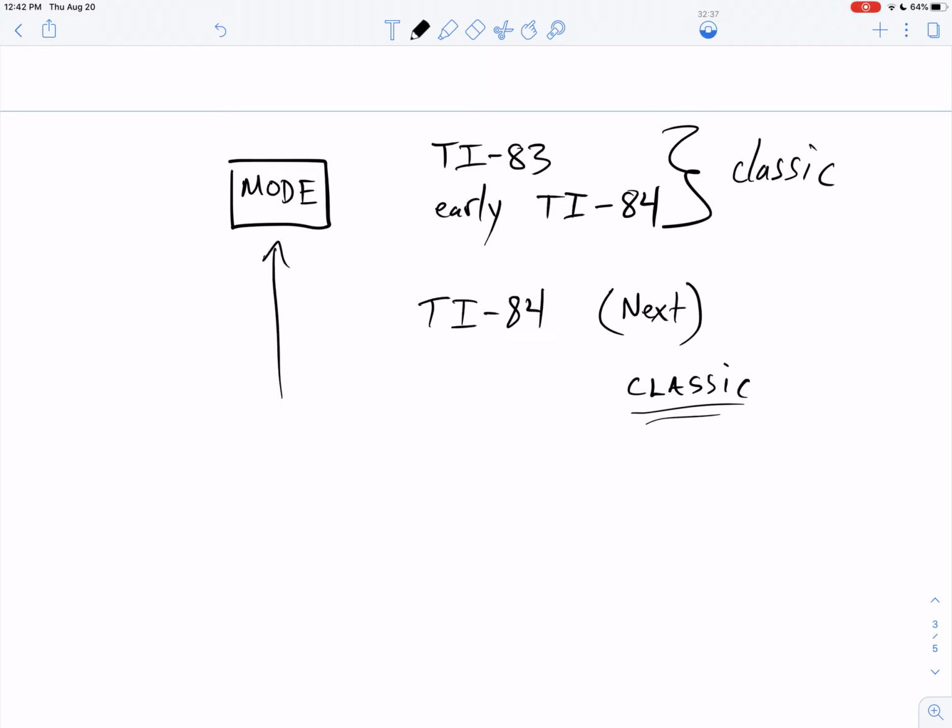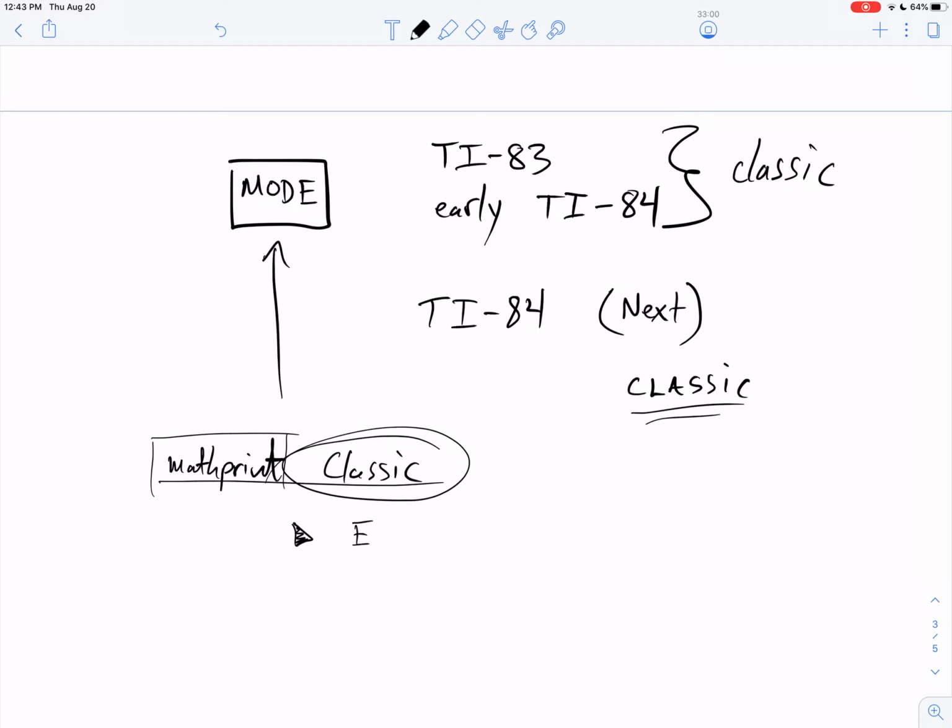At the very top, you will have a choice between what is called math print, which is fine, I like math print, or there's classic. Those are your two choices. The default for the newest calculators is that math print will be highlighted. So you just use the side arrow on your little toggle thing there, highlight classic, hit enter, and you'll be in classic mode.